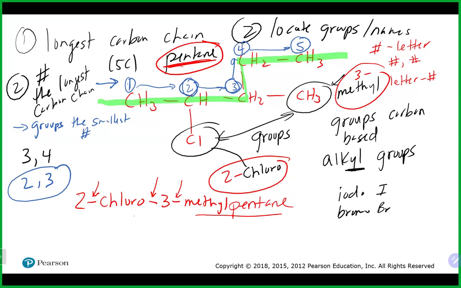And because they ended up at a higher number in the right to left direction, we don't want to use that numbering at all. So we throw it out. We always go with whichever numbering gives the groups the smaller number.